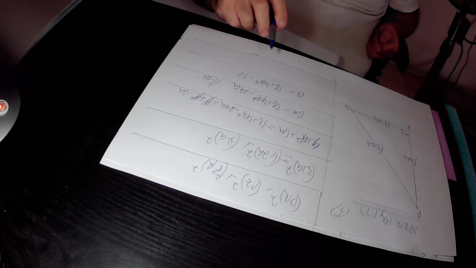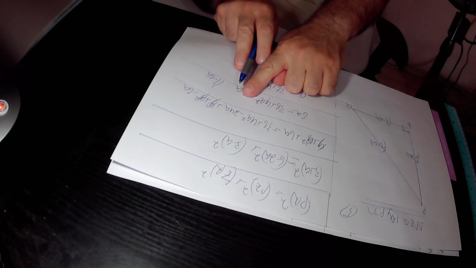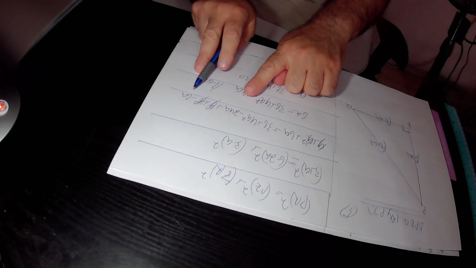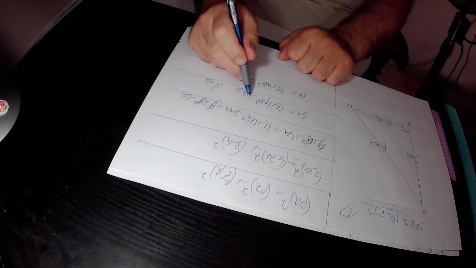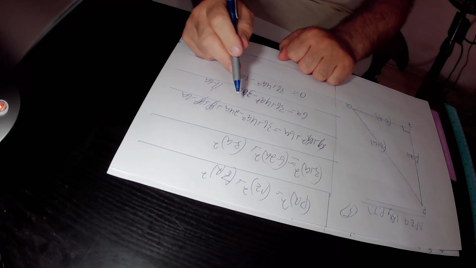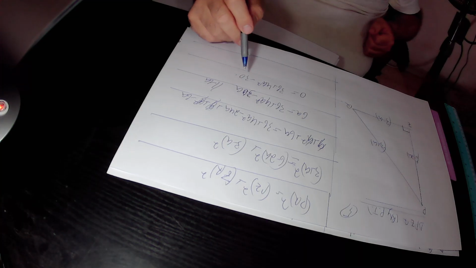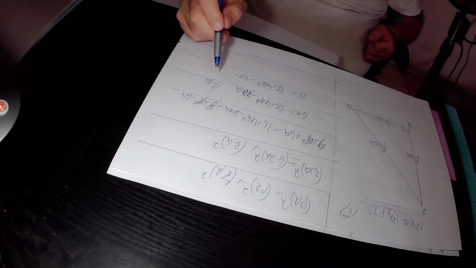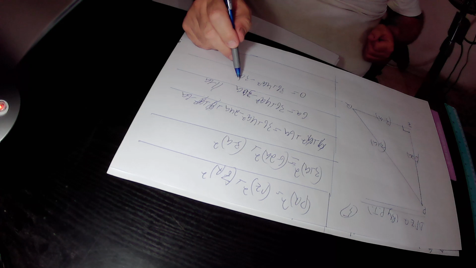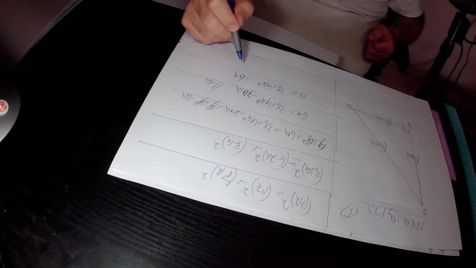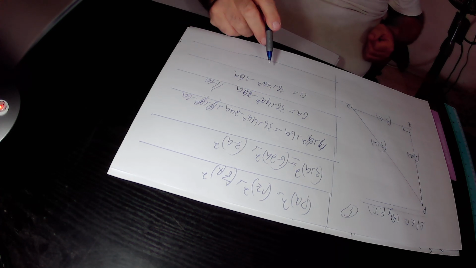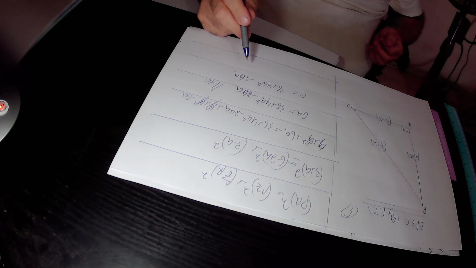Here we have minus 24A minus 6A is minus 30A, so here we have minus 30A and not minus 24A. Again, minus 24A minus 6A is minus 30A. Now minus 30A minus 6A is minus 36A. So we actually found out that 36 plus 4A squared minus 36A equals 0.